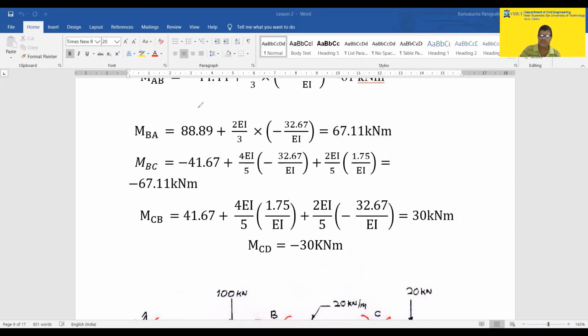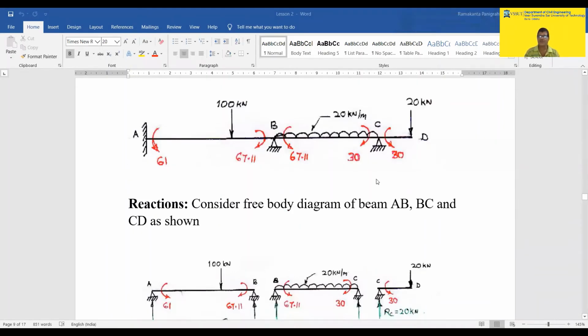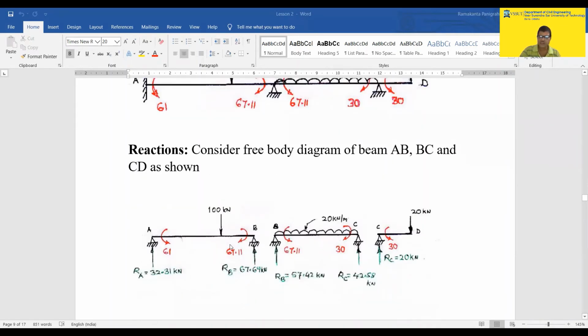Now you have to draw the bending moment diagram. See the free body, how the moments are acting. Here it is minus 61, so it is anti-clockwise. Here is plus 67.1, so clockwise. Here is minus 67.1, anti-clockwise. Here it is clockwise. Here is anti-clockwise. Now draw the free body of each span, AB, BC, and CD, and find the reactions as we have found earlier in the last problem.